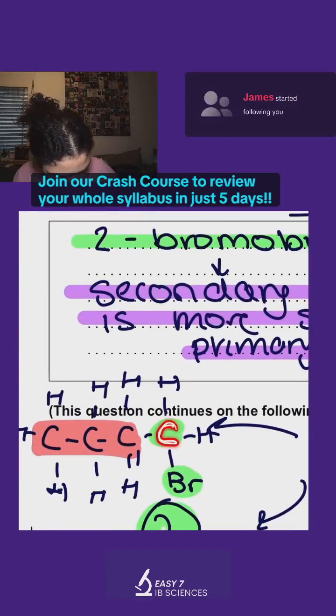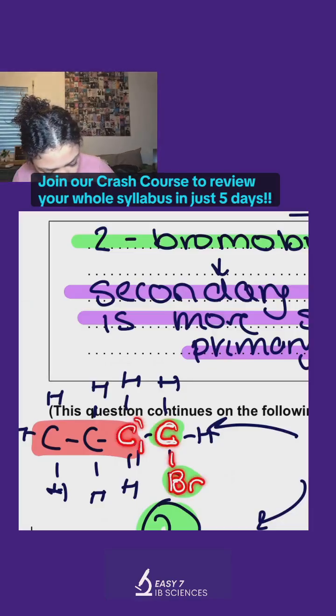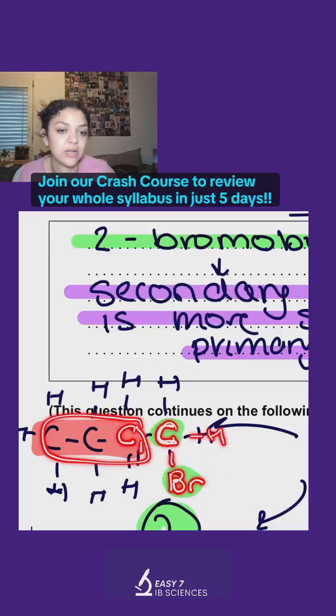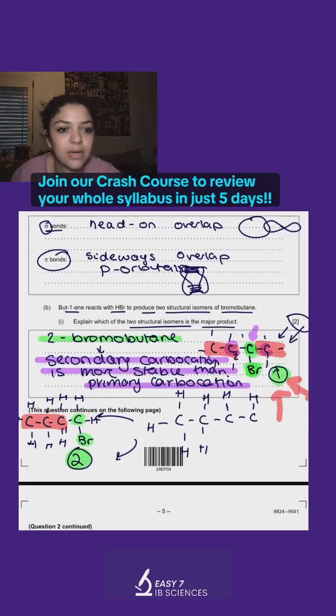Now here, this one is only bonded to one carbon on this side. On the other side, it's bonded to hydrogen. So we know that this is secondary, this is primary, and this is more stable. Did that make sense, everyone? Please tell me if that helped you or if you want me to re-explain, I'm happy to re-explain.